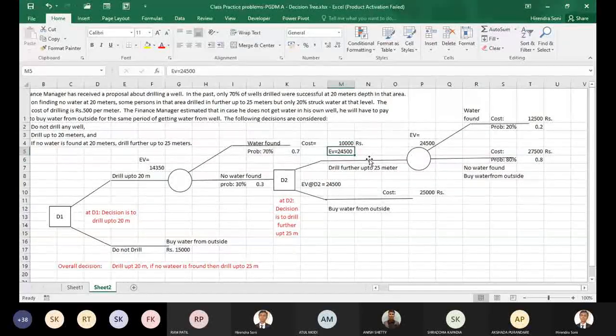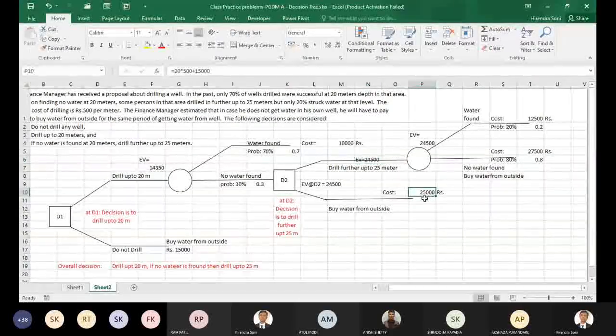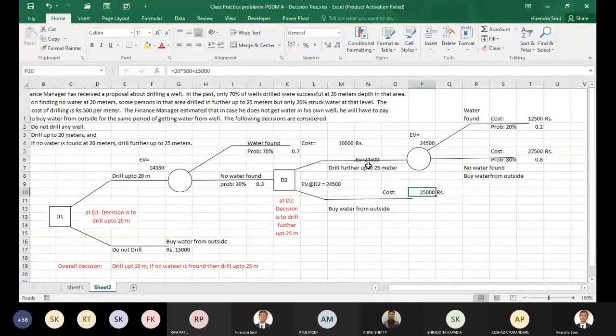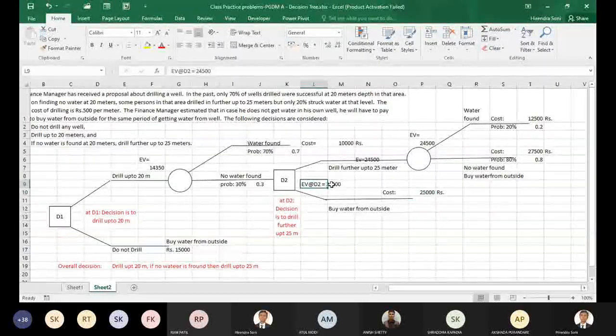And when I'm not drilling it further and directly buying it from outside, that time my total cost would be 20 into 500 plus 15,000, so that is 25,000. So अब आप क्या करोगे? 24,500 or 25,000, whichever is the least, that would be your decision. So since this is your least, your decision at this point would be to drill further up to 25 meters. Okay, यहाँ तक okay है?